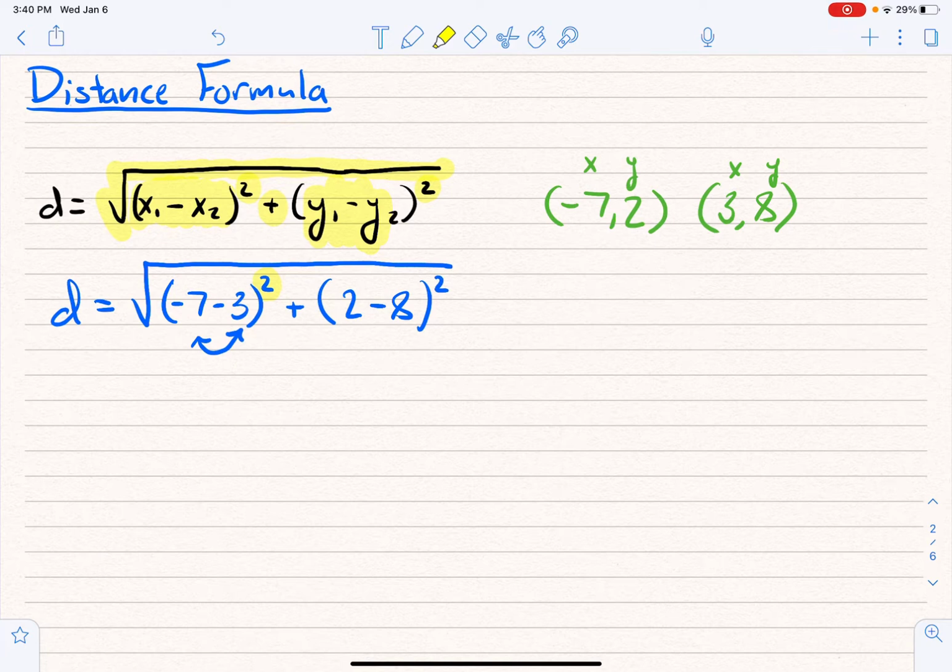When you square a number, you're always going to get something positive. That's important. Okay, so here we go. So we're going to go ahead and try these right here.